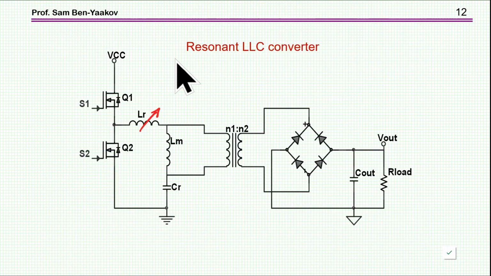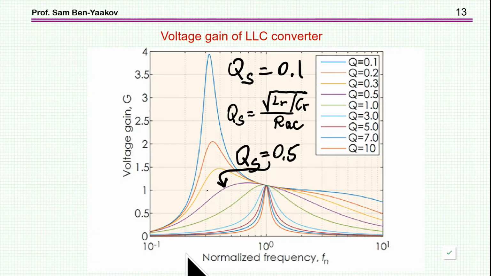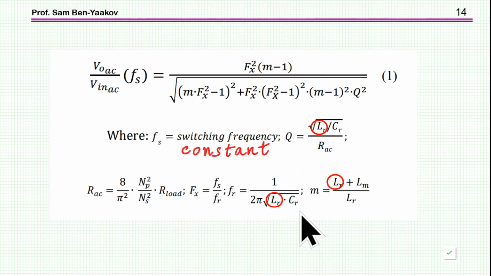So let's move now to the resonant LLC converter. In the normal operation, we change the frequency in order to change the voltage ratio between the input and output. This is the normal operation. Here, we want to fix the frequency and change the inductance so as to change the input to output ratio. In the normal operation, we're changing the frequency and thereby changing the voltage gain. These are curves for different Q, which is related to the RAC and the series inductance of the LLC converter. Now we are going to change the series inductance.